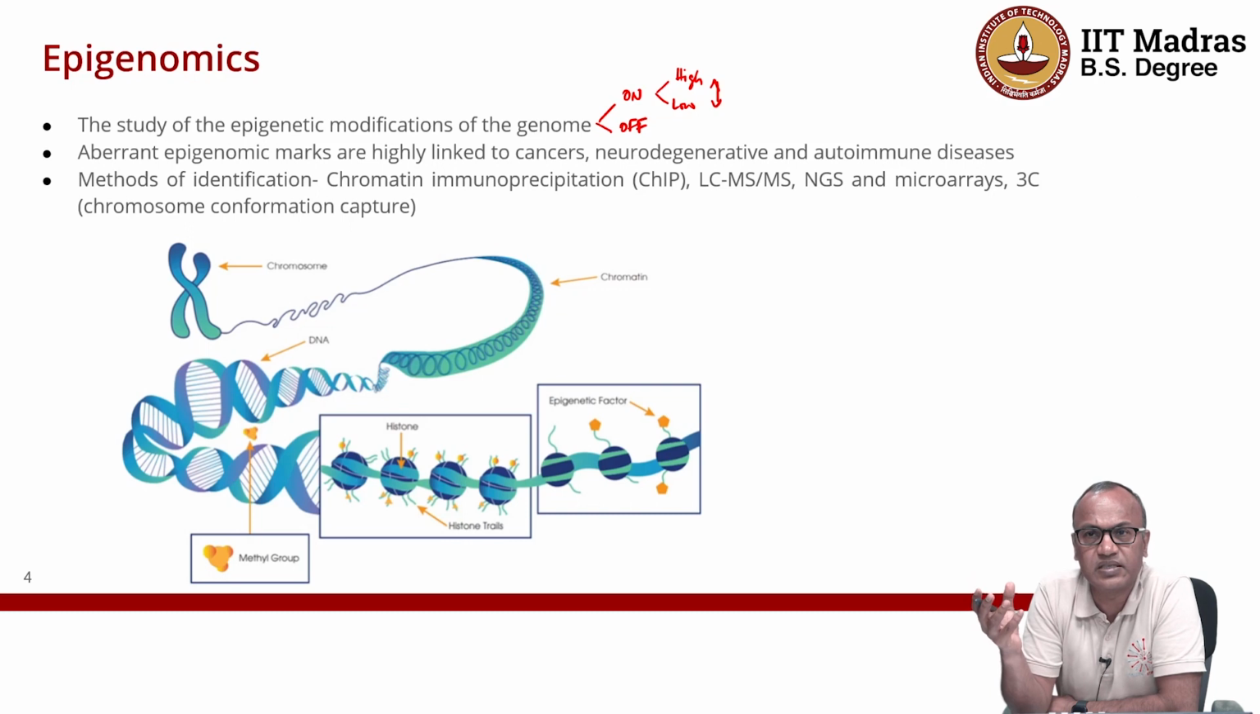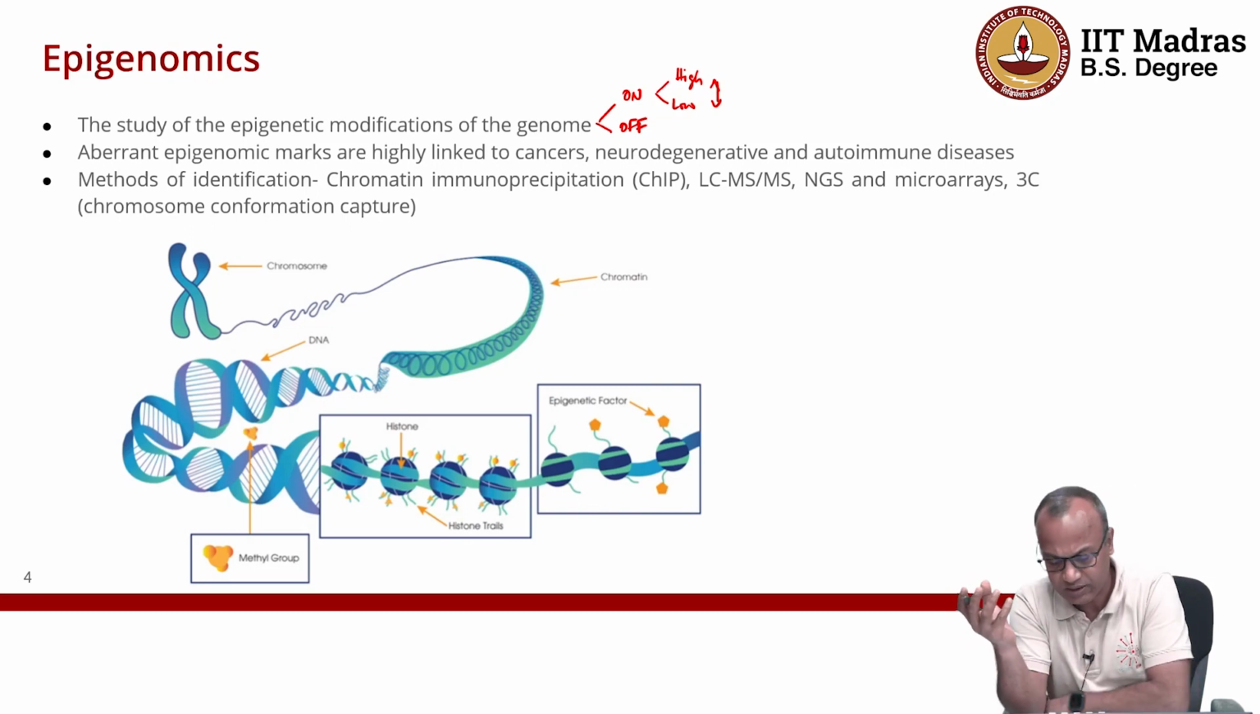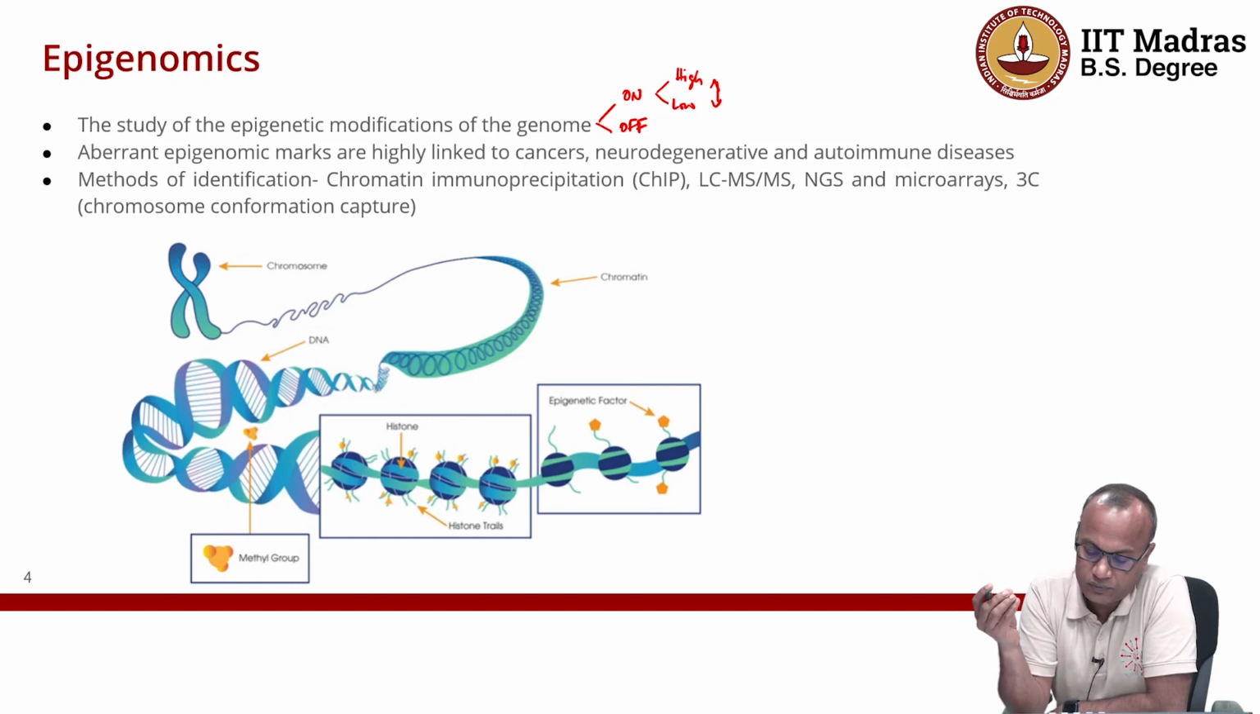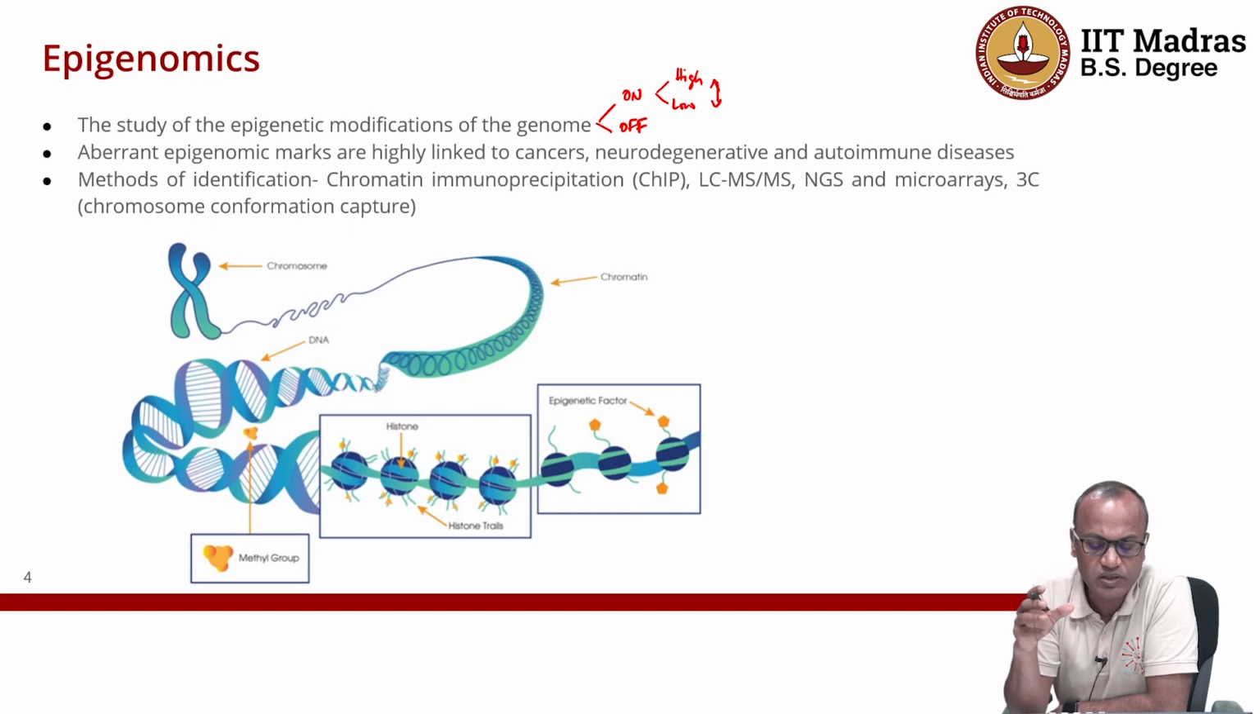And in many diseases such as cancers, neurodegenerative diseases, or autoimmune disorders, like lupus or rheumatoid arthritis, what has been seen is that even though the sequence is not different between the diseased and the normal person, the epigenetic modifications are different, which means that the changes are not at the level of the gene sequence, but in how it is regulated.